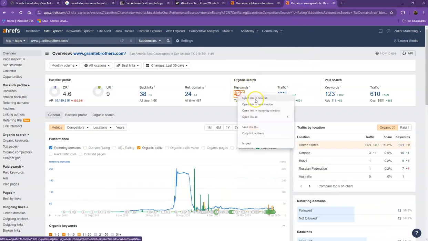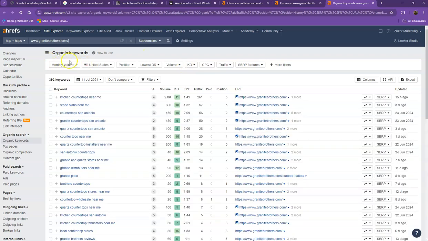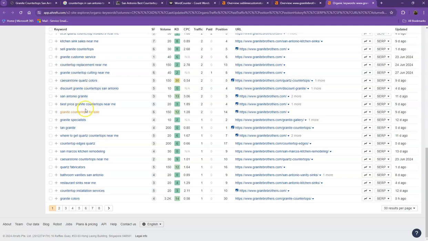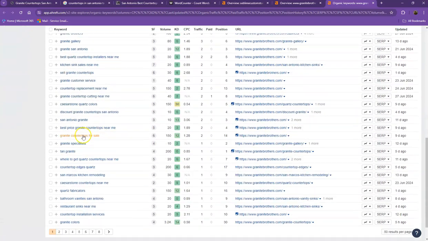Let's go ahead and take a look at the keywords that your competitors are using, and let's discuss the importance of having the right ones on your website. So here are the organic keywords. These are all the keywords they have listed on their website. So when customers search for these specific words, their website will show on top of the list.